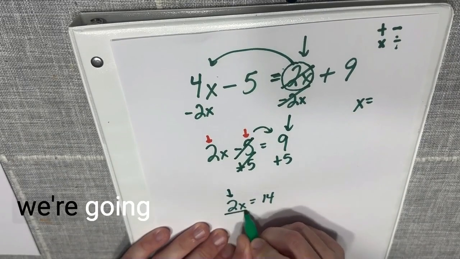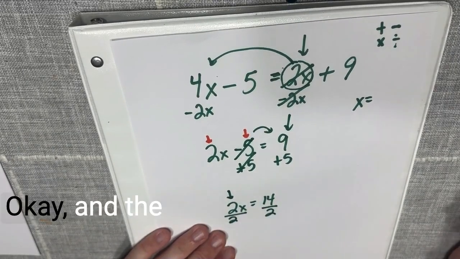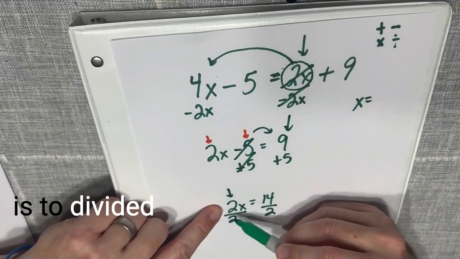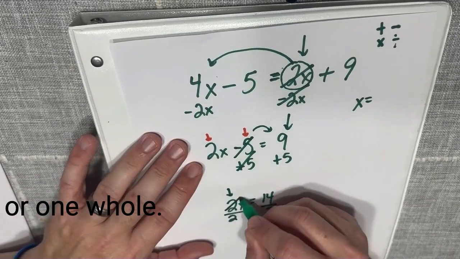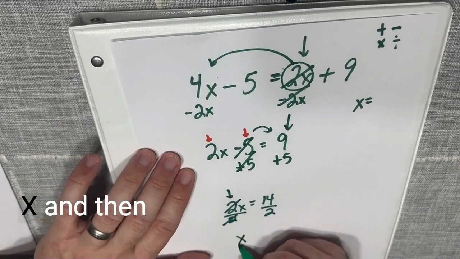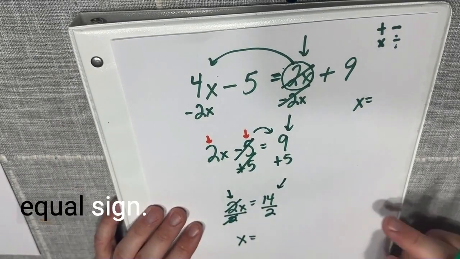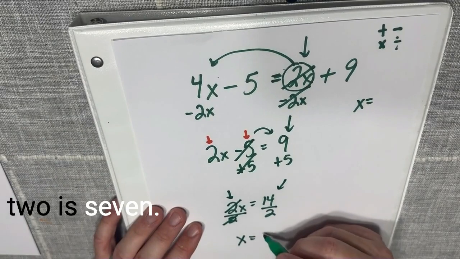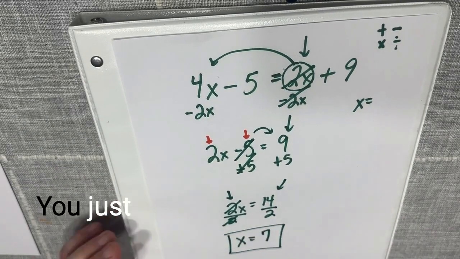So we're going to divide both sides by that 2. Okay. And the reason we do that again is 2 divided by 2 is basically 1, or 1 whole. So those cancel out. And all that will be left there is that x. And then over here on the right side of the equal sign, 14 divided by 2 is 7. And there you go. You just solved it.